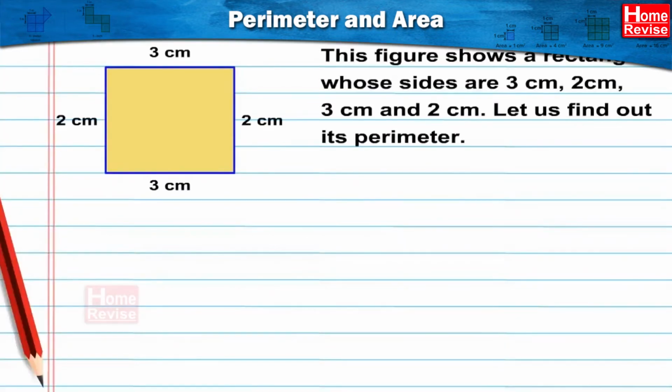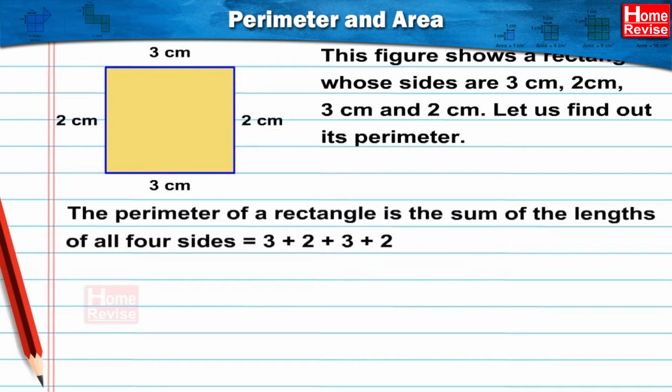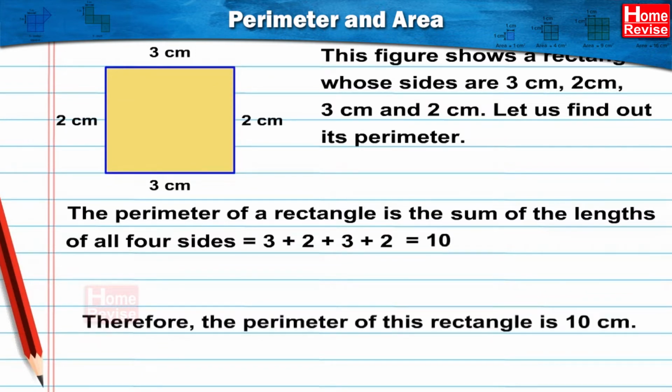This figure shows a rectangle whose sides are 3 cm, 2 cm, 3 cm and 2 cm. Let us find out its perimeter. The perimeter of a rectangle is the sum of the lengths of all four of its sides. So it is 3 plus 2 plus 3 plus 2, which is equal to 10. Therefore, the perimeter of the rectangle is 10 cm.